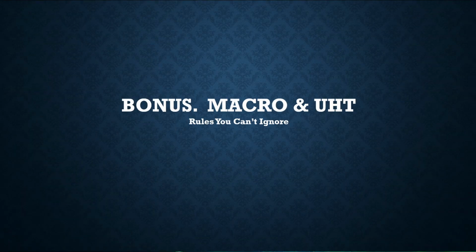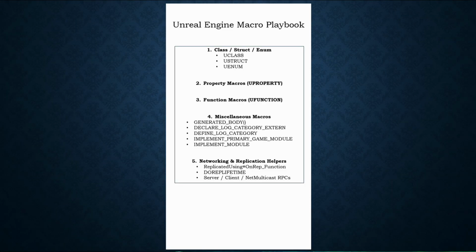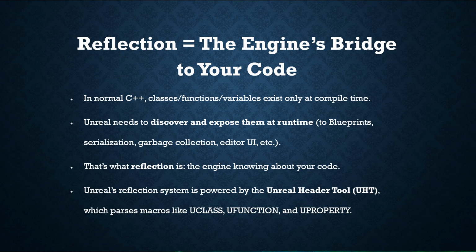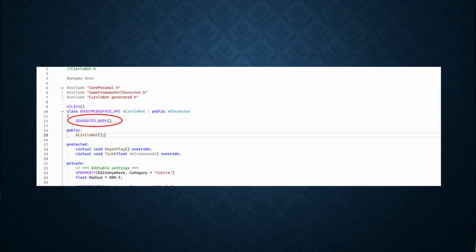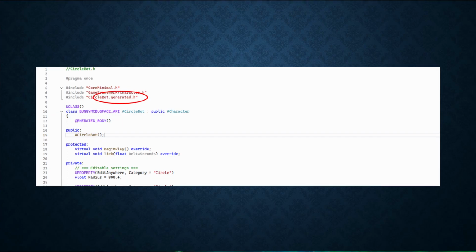And now the bonus tip, macros. If interested, I do have a guide on this subject as well. Macros are how C++ code exists in Unreal Engine. The Unreal Header Tool scans your macros and generates the glue code that makes your class visible to blueprints, garbage collection, the editor, and serialization. That's why GENERATED_BODY is required in every reflected class. And that's why your generated.h must be the last include in your header file.